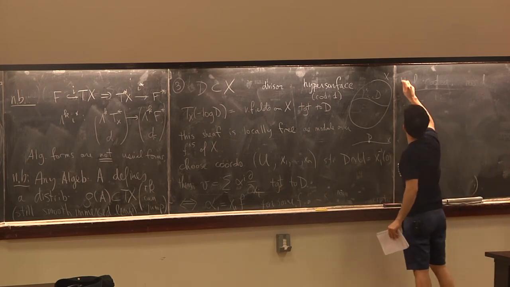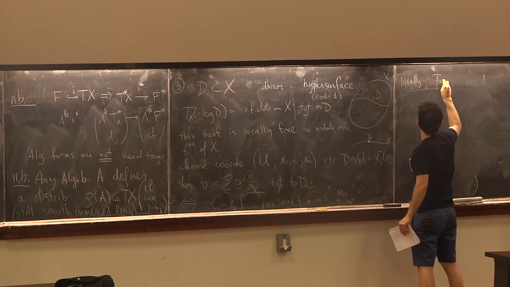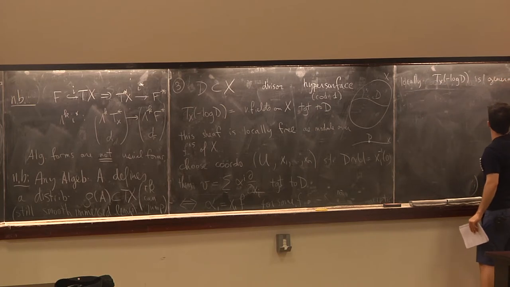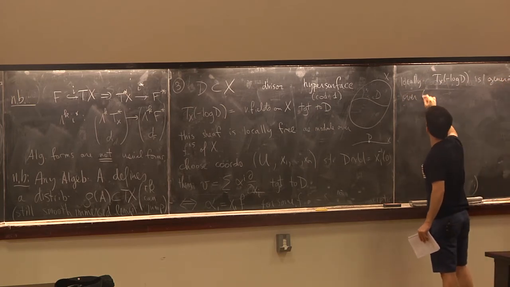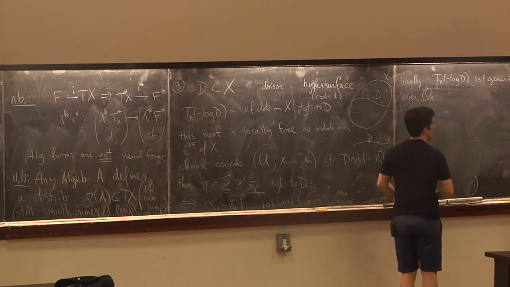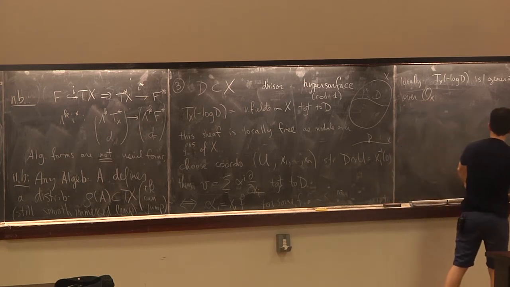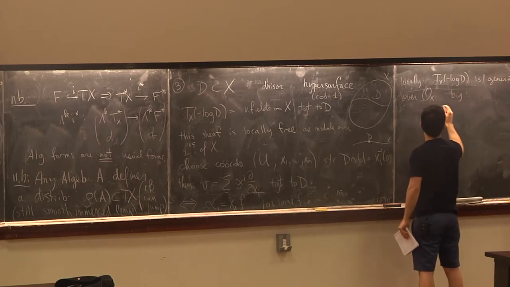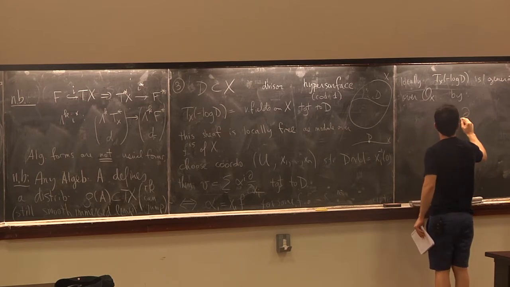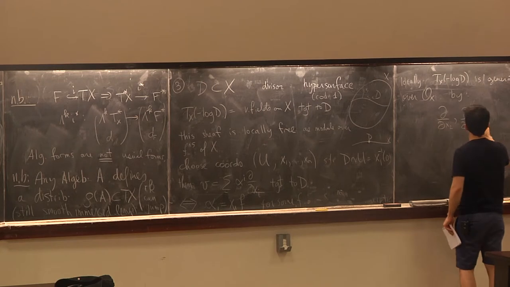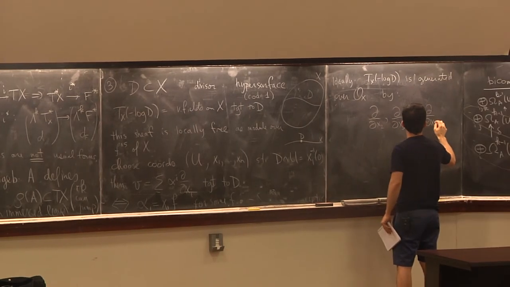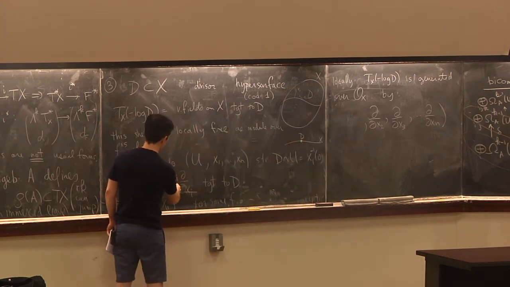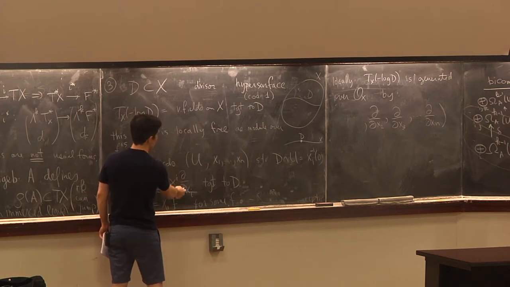So this means that locally, T X minus log D is generated over, I'll just use this notation for the functions on X, even though they could be smooth or holomorphic, it doesn't matter. So it's generated by certainly the vector fields d by dx2, d by dx3, up to d by dxn, these are all generators which are tangent to D. But then we also have the key one in the first component here. It would be f times x1 d by dx1.